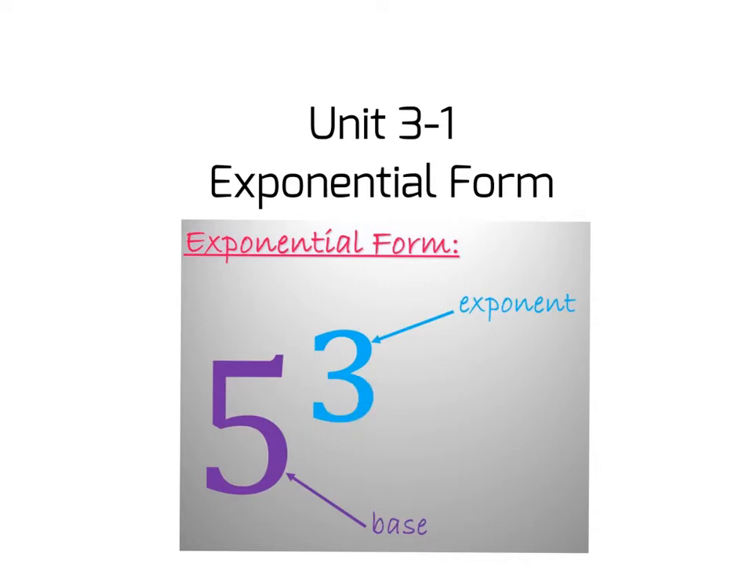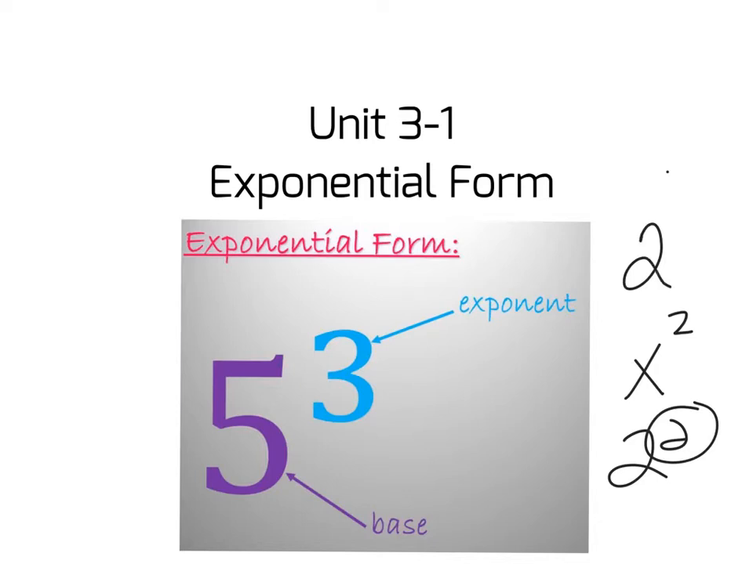So for example, when we had x squared, or we had 2 squared, this had an exponent of 2. We've also been dealing with exponents of 3. Now we're going to take a look at numbers that have exponents bigger than 2 and bigger than 3, and sometimes less than 2 as well, and negative. So let's go ahead and get started.